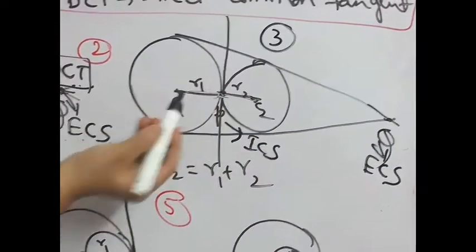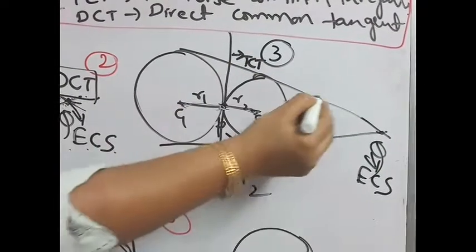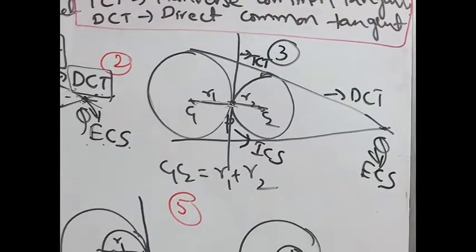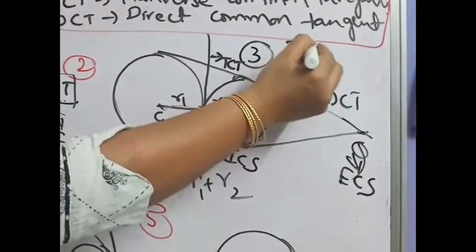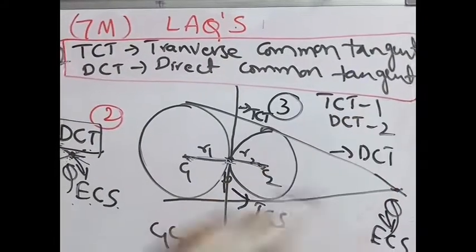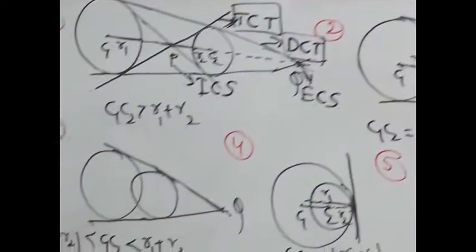So, what is the transverse common tangent here? This is the transverse common tangent. And these two are direct common tangents. So, what we can say for this? Transverse common tangents are 1. Direct common tangents are 2. Is it clear? Now, let us see the third position.